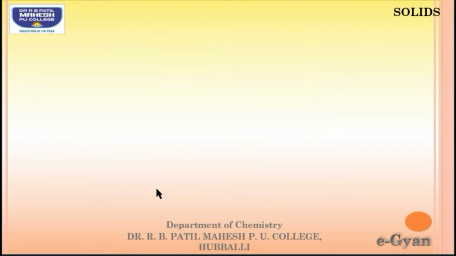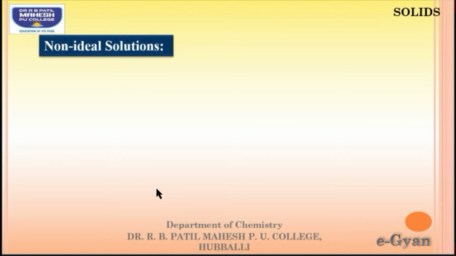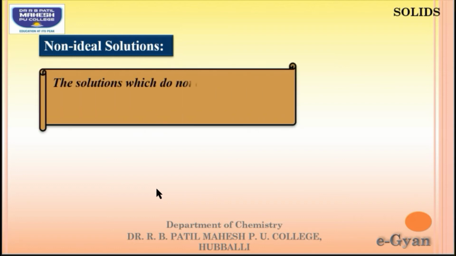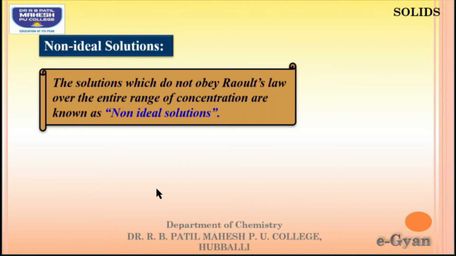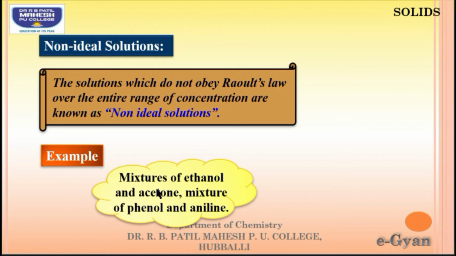On the other hand, we have the non-ideal solution, which does not obey Raoult's law over the entire range of concentration. Examples: mixture of ethanol and acetone, mixture of phenol and aniline, mixture of ethanol and water, mixture of concentrated HCl and concentrated HNO3. Many more you are going to get.